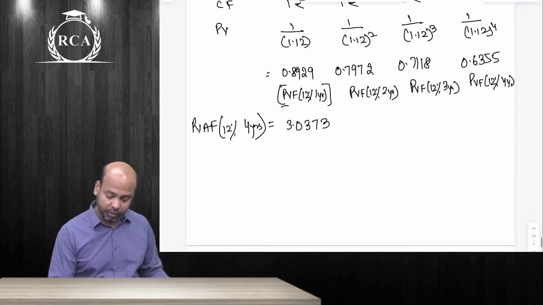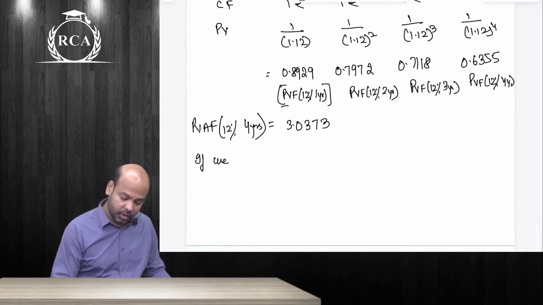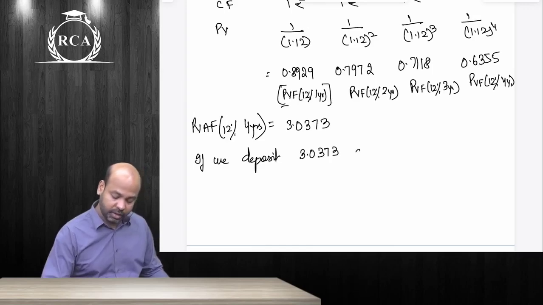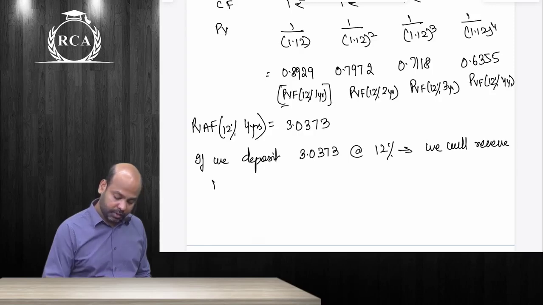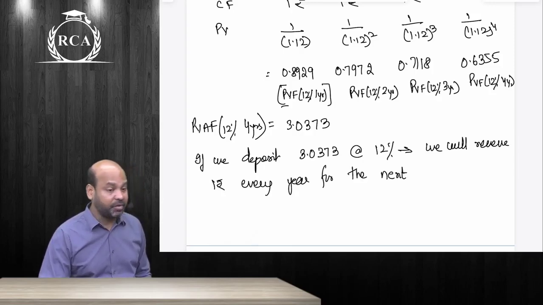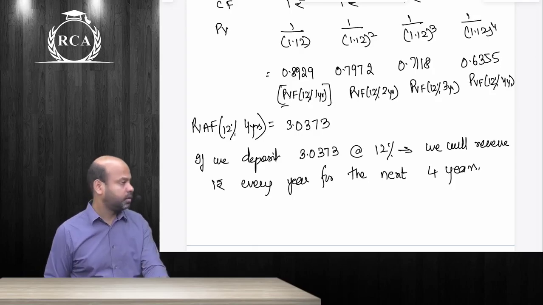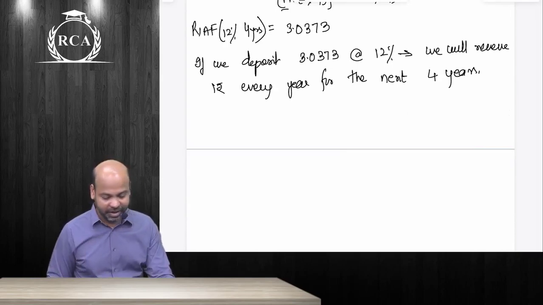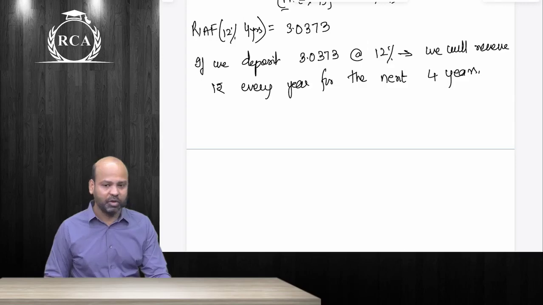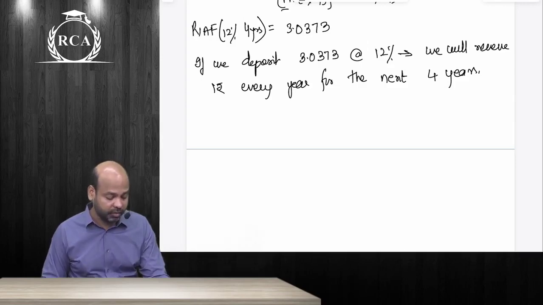So what does this mean, beta? If we deposit 3.0373 at an interest rate of 12%, we will receive 1 rupee every year for the next 4 years. We are going to receive 1 rupee every year for the next 4 years. If we deposit 3.0373 at the rate of 12%, beta, we are going to receive 1 rupee every year for the next 4 years. Any doubt in this part?